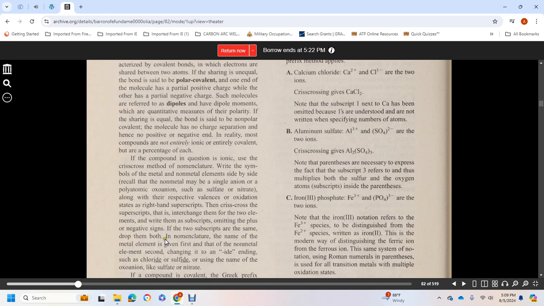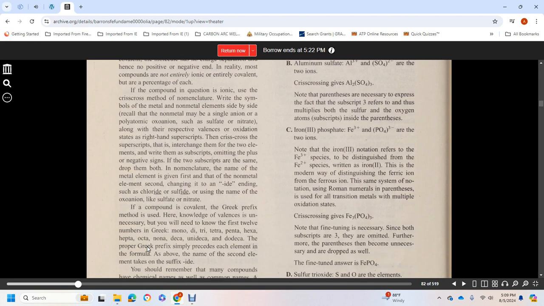For the nomenclature, the name of the metal element is given first, and then the non-metal element second, changing it to an -ide ending, such as chloride and sulfide. For polyatomic oxoanions like sulfite and nitrate, use the name of the anion.